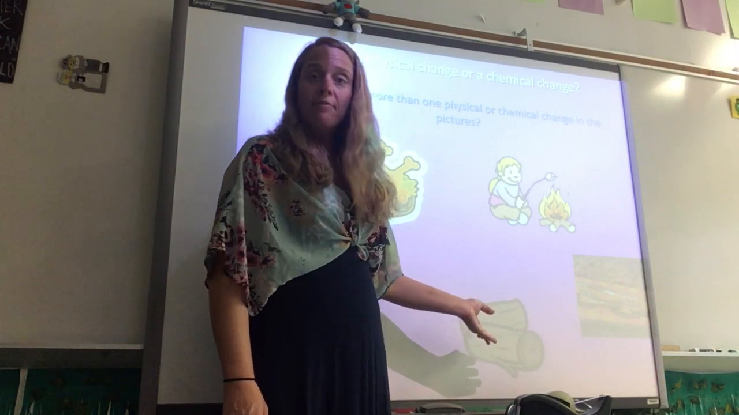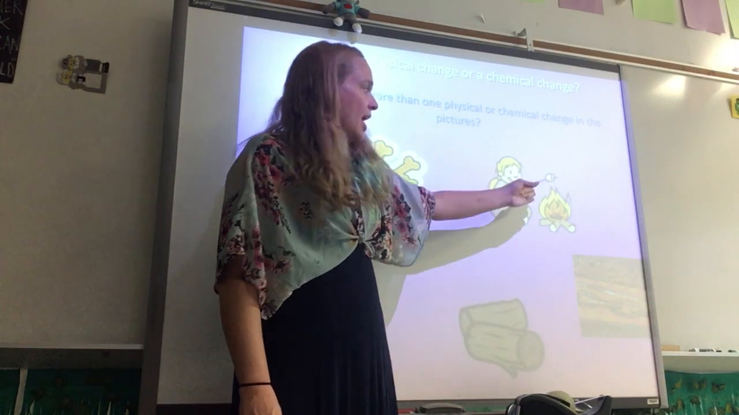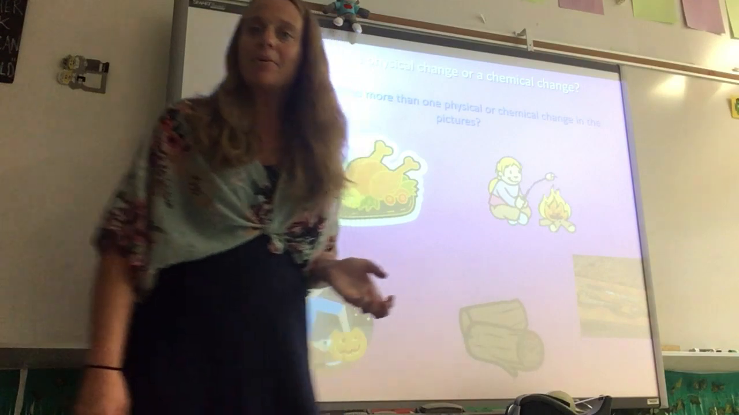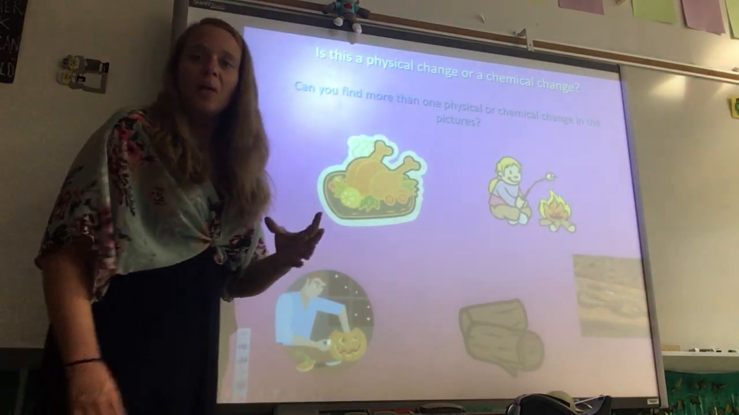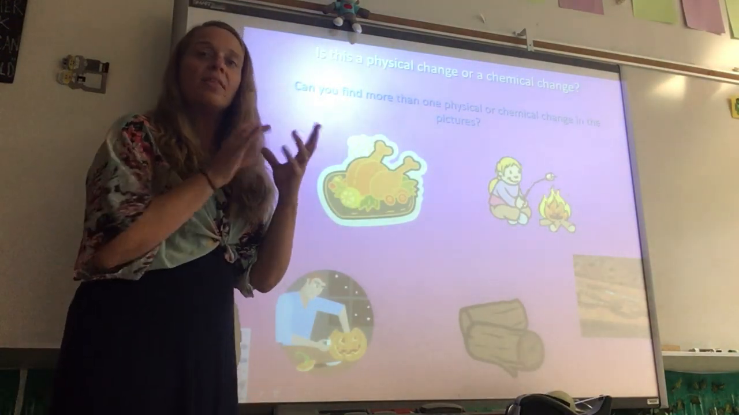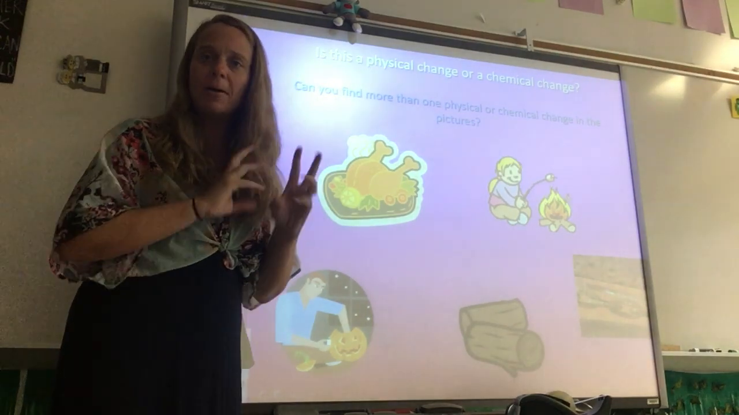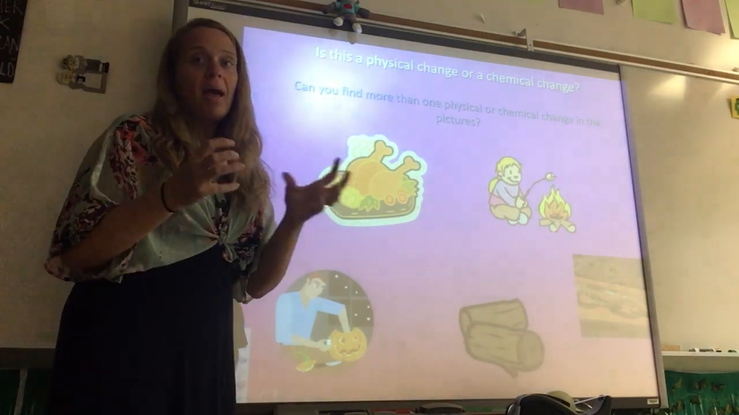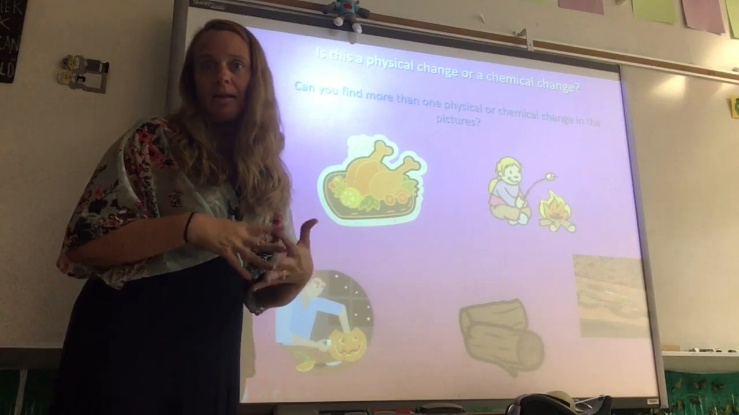Breaking a log in half would be a physical change, and roasting a marshmallow by the campfire is a chemical change. Once you roast that marshmallow and you get it how I like it with all the good brown edges and bubbly, you can't make that be the soft marshmallow that it was in the bag.